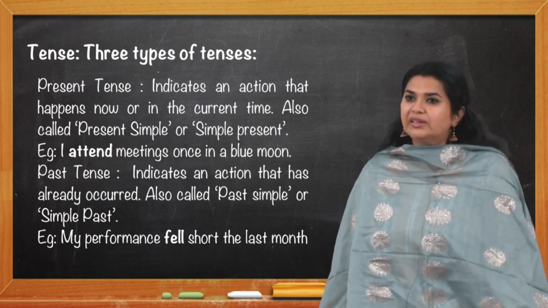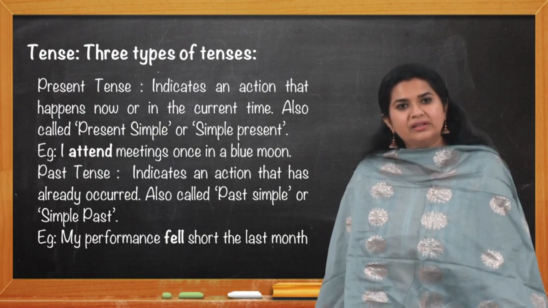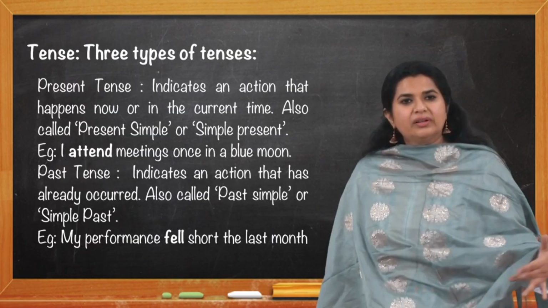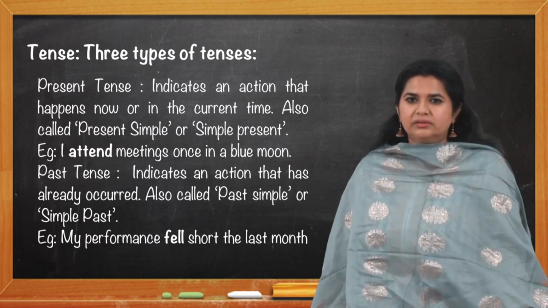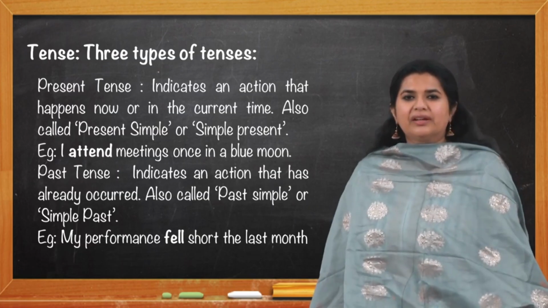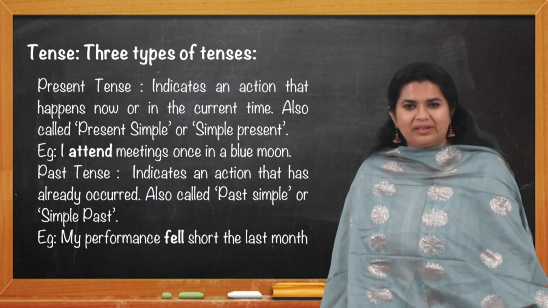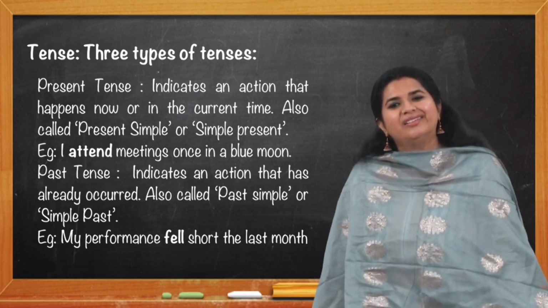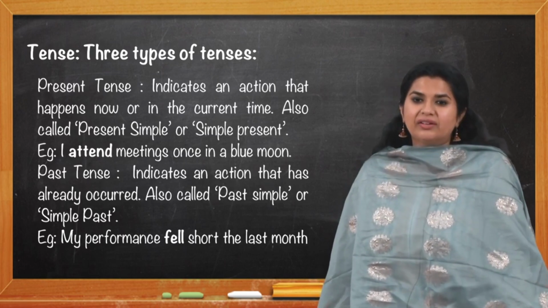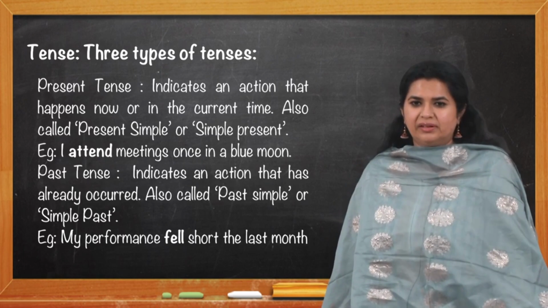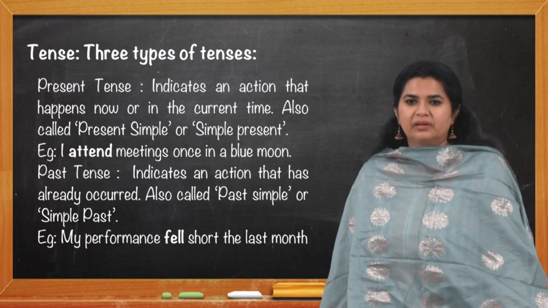Present tense, it indicates an action that happens now or in the current times, it is going on. I speak, okay. I teach. I am teaching my students right now through this NPTEL course. Anyway, I do teaching to earn my living. So, I teach. I taught, it will become a past tense, which will indicate an action that has already occurred, which is also called simple past or past simple.